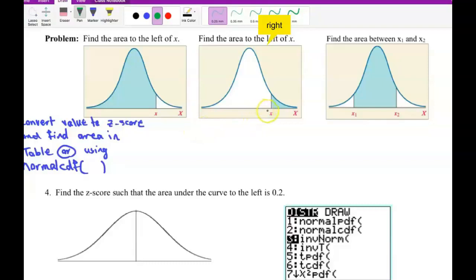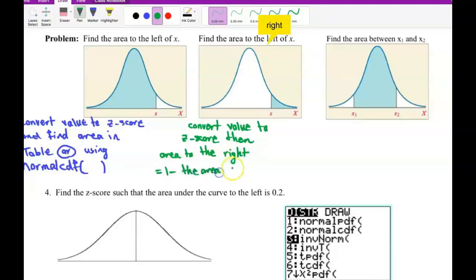Okay, now this part we need to find the area to the right of x. As I said, the area to the right of x is equal to 1 minus the area to the left of x. So, sorry, to the right of z-score. So again, since here we have x, we need to find what the z-score is. So convert value, which is x, to z-score. So then the area to the right of z is equal to 1 minus the area to the left.